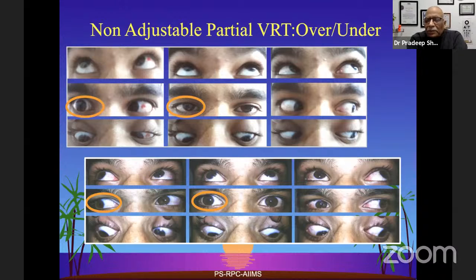He's not happy because in the primary position, instead of esotropia, which was giving him diplopia, now he has an exotropia, which gives him diplopia. So these are the problems that we would like to avoid. How can we optimize in these cases?